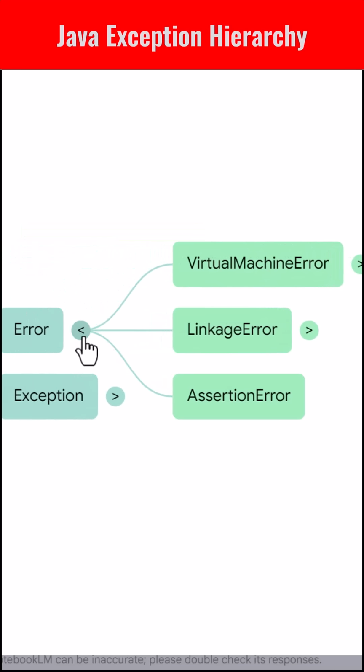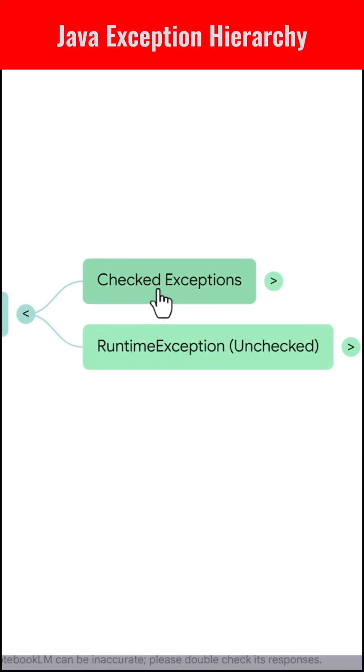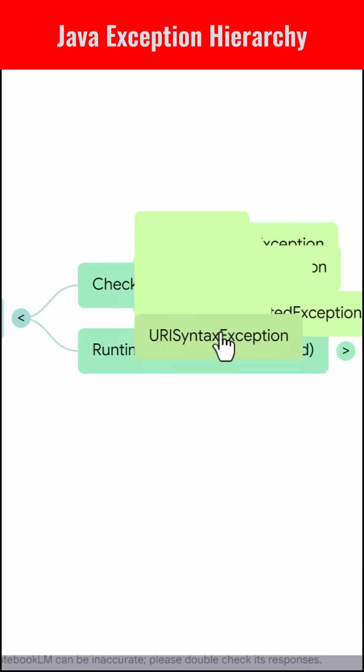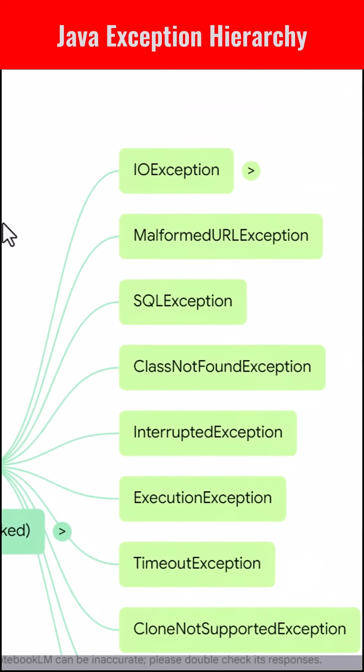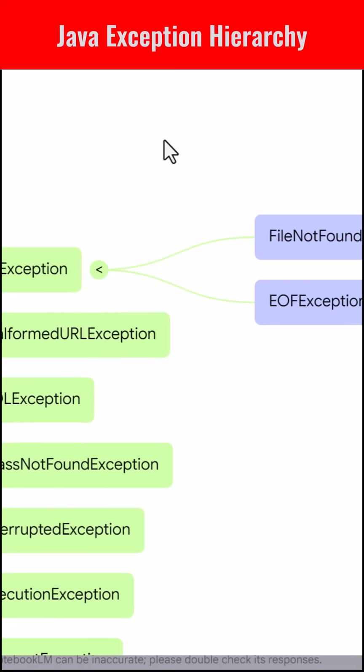Now let's move to the Exception branch. Exceptions represent conditions the program can recover from. They come in two types, checked and unchecked. Checked exceptions must be handled using try-catch or declared with throws. Common ones include IOException and its children like FileNotFoundException and EOFException.